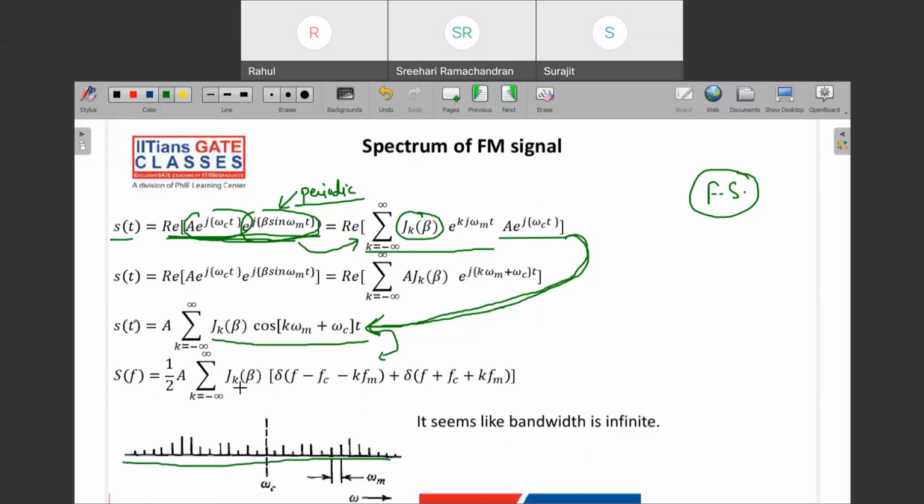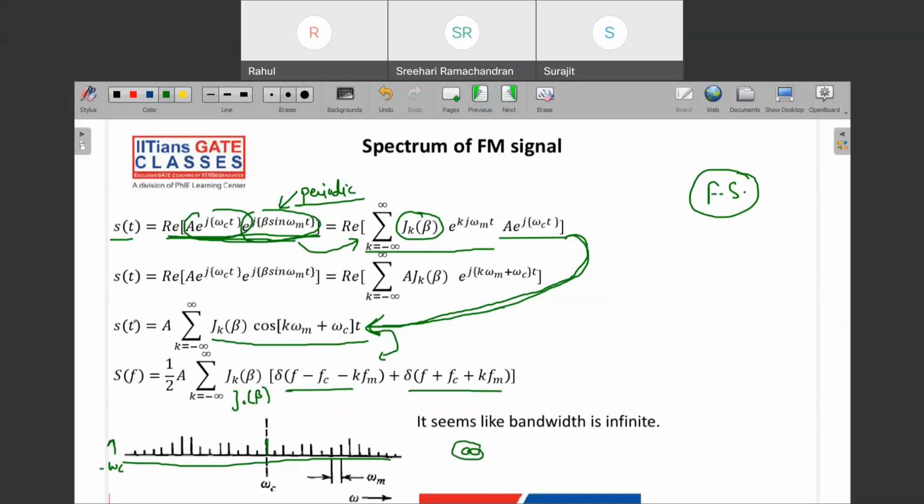Let's say for k equal to 0, you get J0(beta) at f minus fc and f plus fc. So there will be one impulse here and one at minus fc, minus omega c. When you put k equal to 1, you get another impulse, then k equal to 2 and 3 and so on. You get an infinite number of them. So it looks like the bandwidth of the FM signal is infinity. Theoretically, the bandwidth of the FM signal is actually infinity.